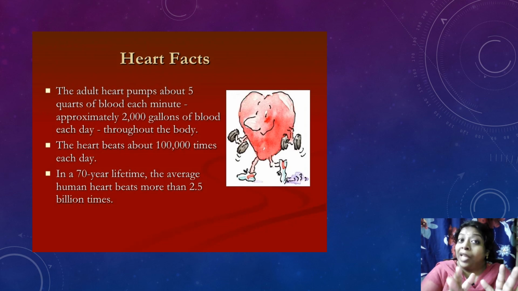And of course, in adults, the heart pumps about 5 quarts of blood each minute. Approximately, it is 2000 gallons of blood each day. Gallons are nothing but the units, right? And the heart beats exactly 100,000 times every day. And in a 70-year lifetime, the heartbeat is about 2.5 billion times. So very, very interesting, right?